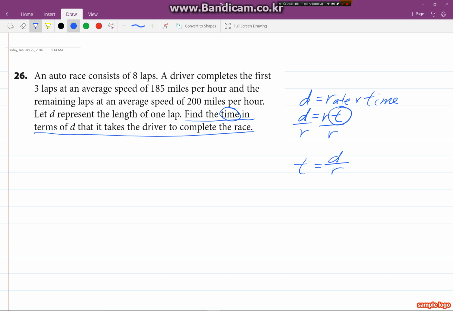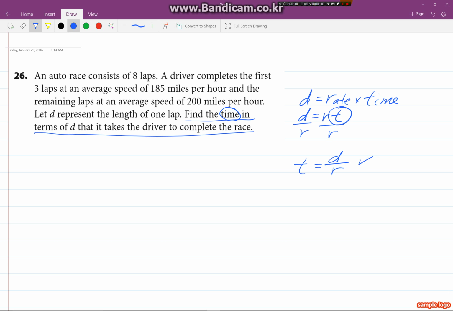This is not the answer. This is not actually solving the problem. This is the formula you need to deal with distance, time, and speed problems. So you might want to memorize this formula because it's going to come up again. All right, so now let's go back and read the problem.